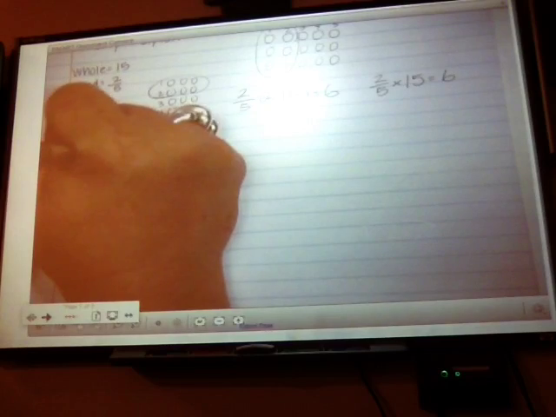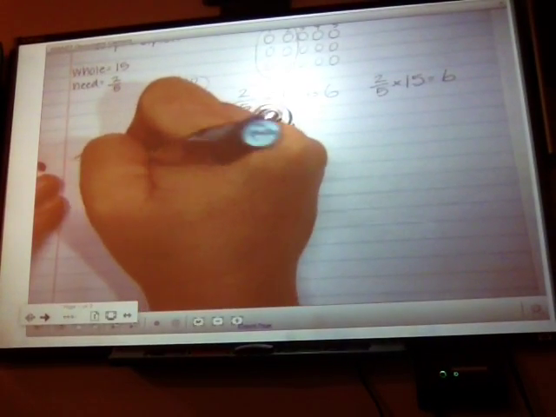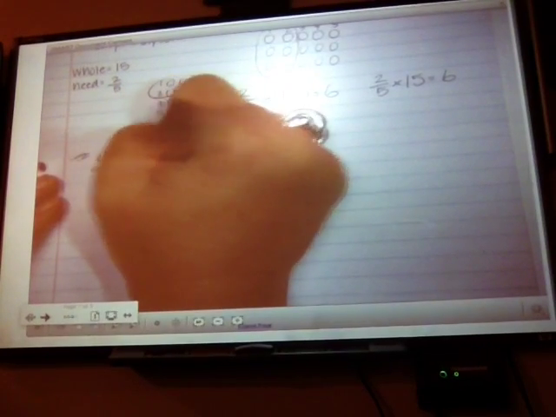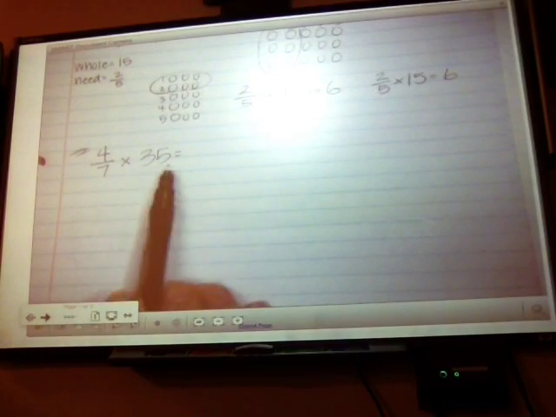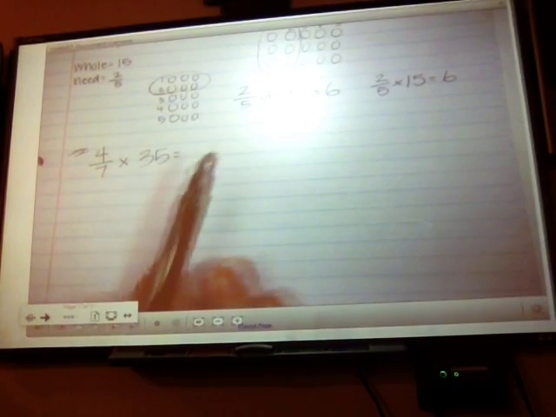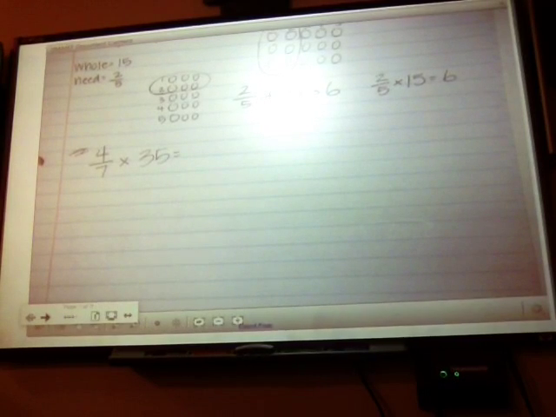What if I just had this problem? 4/7 times 35. If I just was given the problem, 4/7 of 35 is. You see how I just interjected the word of and is. So 4/7 of 35 is what?